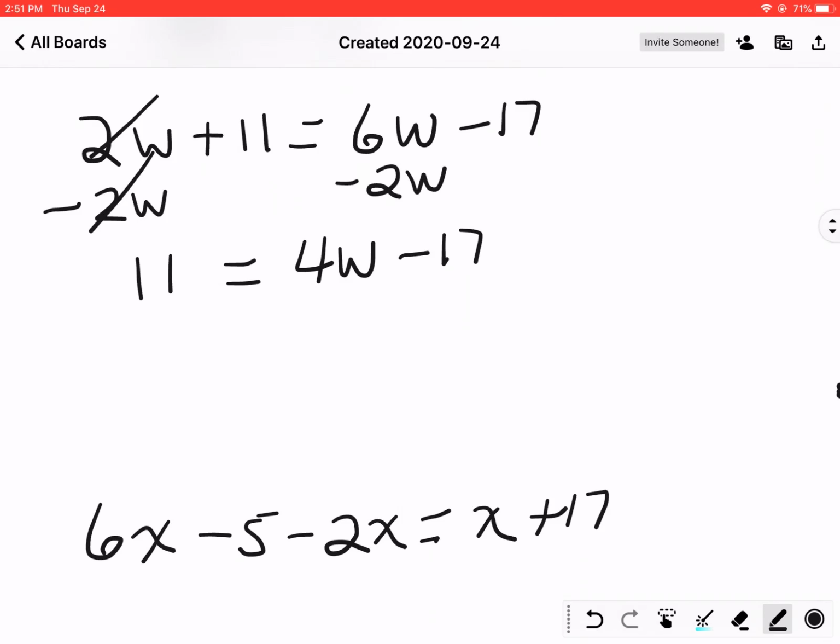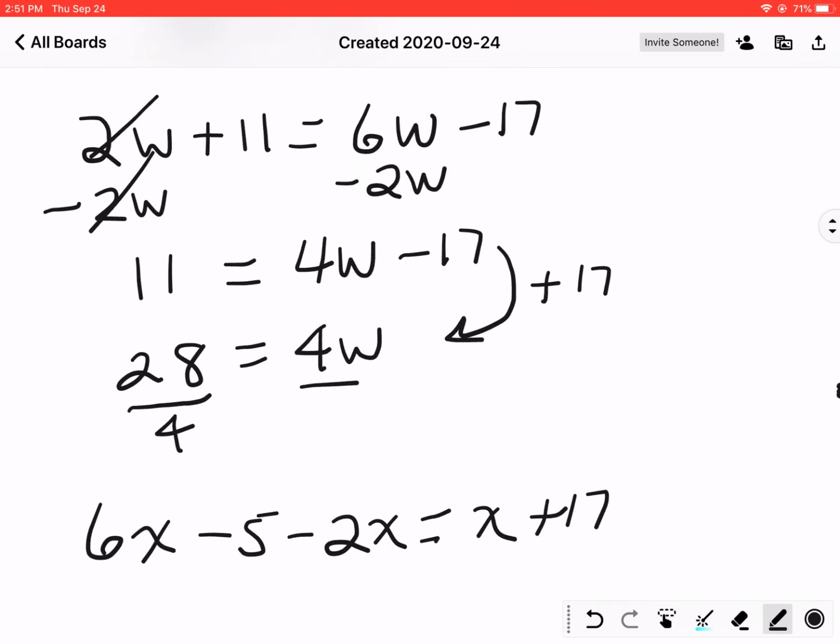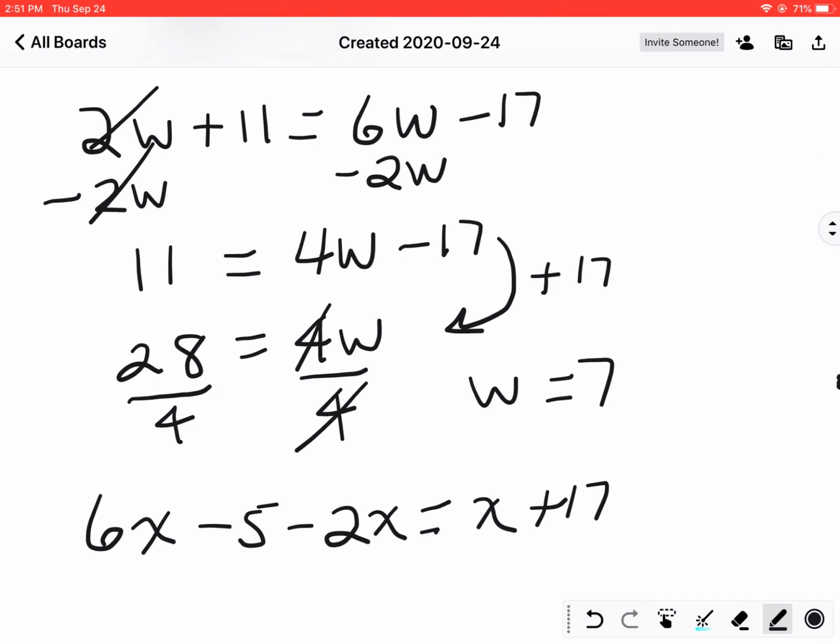Next thing, I'm going to add 17 to both sides. My next line would be 28 equals 4w. And I'm going to do this. I'm going to go plus 17. In the last step, I don't like the 4. I'll divide both sides by 4. Those cancel off. That's why I did it. And I will have w equals 7. Notice I put the w on the left-hand side for the final answer. I don't care which side it's on during the solution, but at the end, w equals 7.